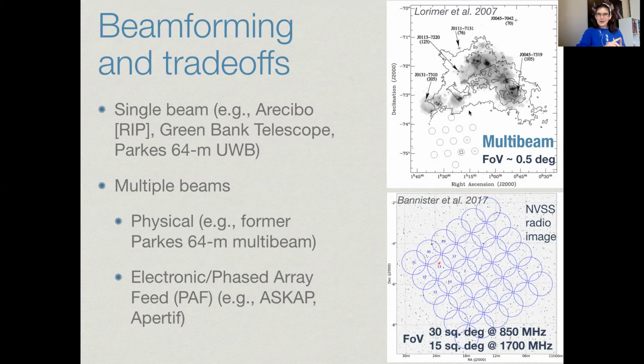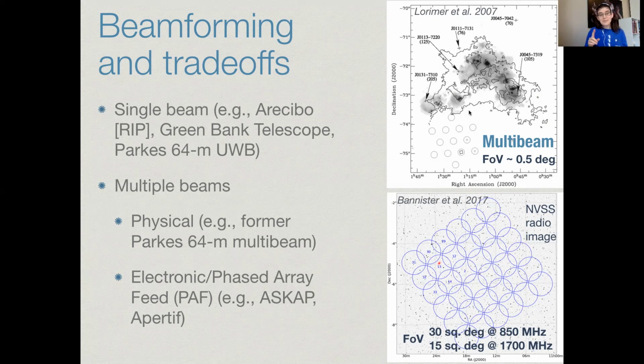Then we have the electronic or phased array feed variety. And here each feed samples part of the focal plane, and the phased array feed beams, or electronic primary beams, are formed by weighting and summing the feed voltages. So this is replacing what happens optically in the physical multi-beam system with electronic combination. And that gives us a lot more freedom.